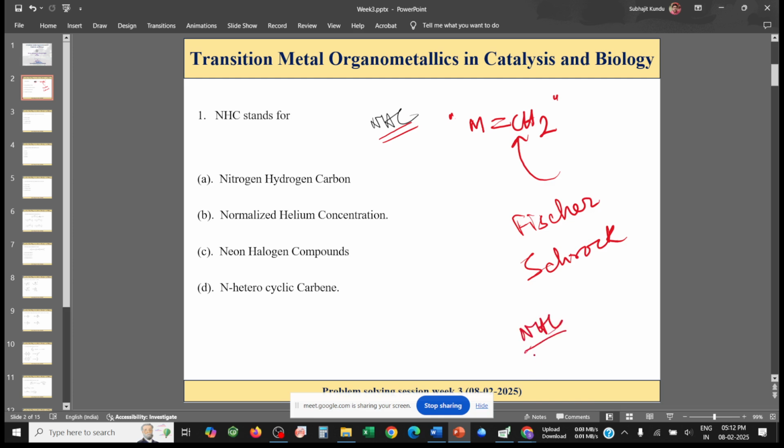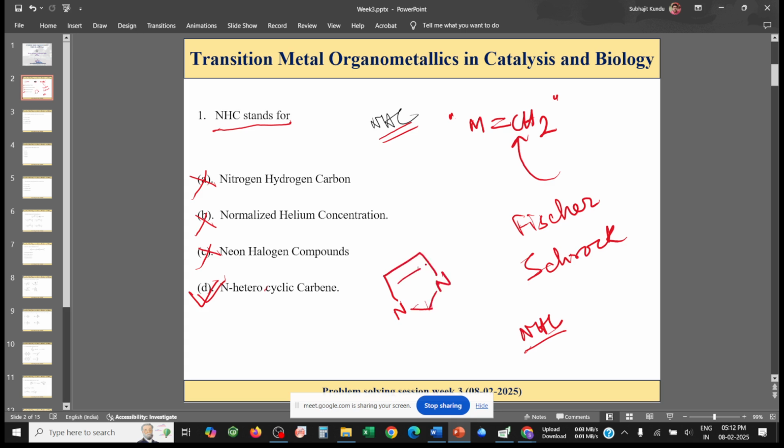This is called the N-heterocyclic carbene. NHC stands for not nitrogen hydrogen carbon, not normalized helium concentration, not neon halogen compound. It is N-heterocyclic carbene. This is a special type of carbene denoted like this.